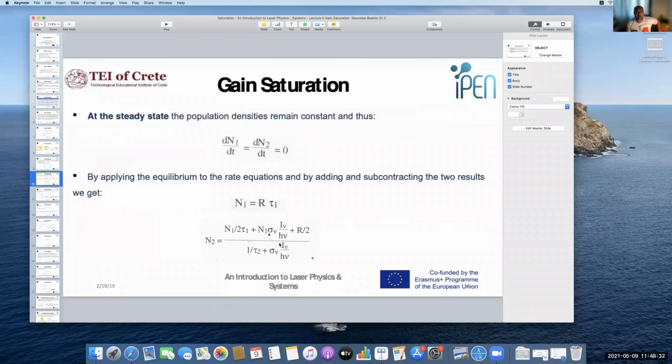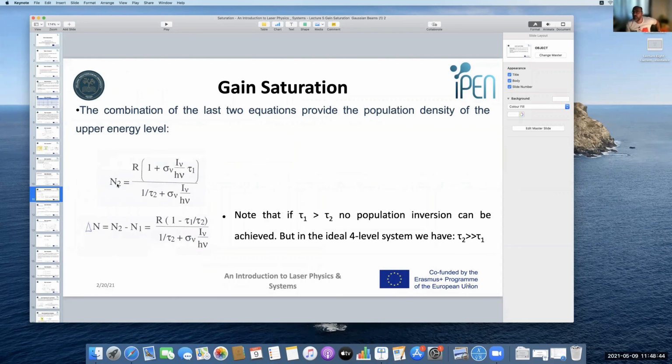So if we solve for N2 and we replace N1 here with this value, we are going to reach this value for N2. Okay, so we can see that value over there. And in lasers, what we are very much interested in is the population inversion. Why? Because the population inversion is the gain. So we can see here, first of all, that the population inversion is getting lower as the intensity of our laser field is building within our cavity.